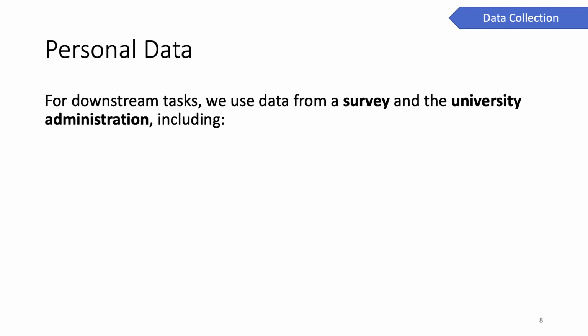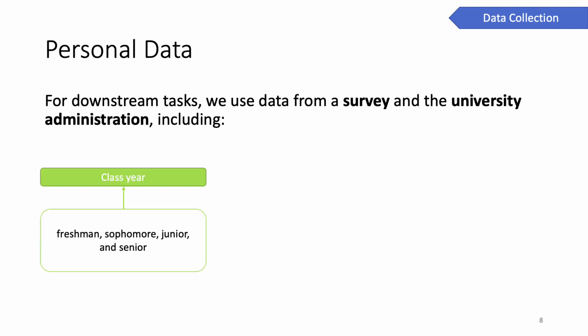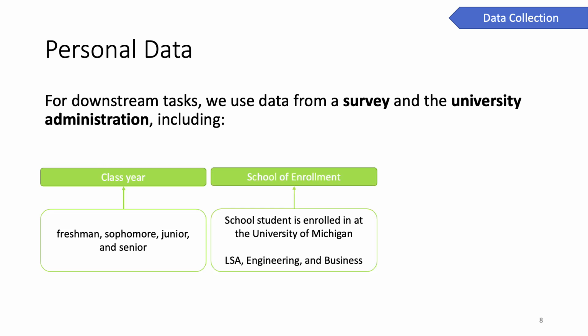In addition to the location data, we collect personal data from the same students, and this is what we use for our downstream prediction tasks. For class year, we look at freshmen, sophomores, juniors, and seniors. For the school of enrollment, we look at the school that the student is enrolled in at the University of Michigan, and this can be engineering, LSA, and business. There are also some other schools, but we leave them out because the classes are very small.